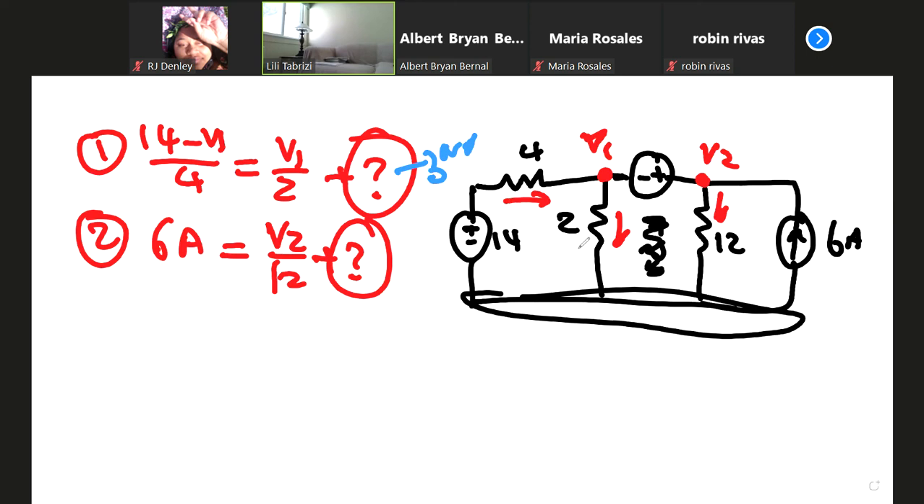The guideline says only assign current to passive elements. So what about this branch? The branch is giving you problem. Do you remember the concept of supernode? If the branch is giving you problem, bypass.